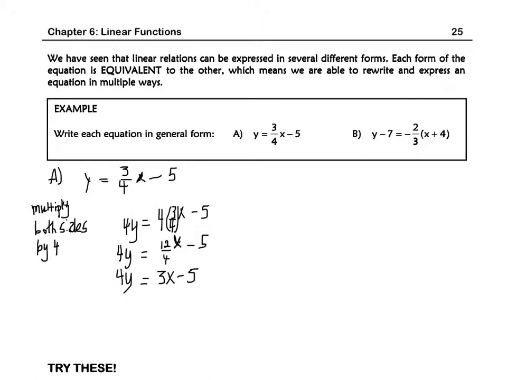So all we have to do now is bring all the terms to one side, but make sure that the x term is positive. The x is already positive on the other side, so I'm going to bring the 4y over. So I subtract 4y from this side and subtract 4y. Oops, not 5y, 4.